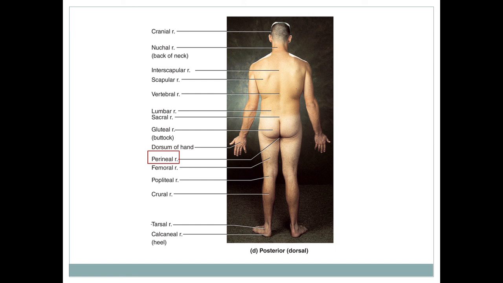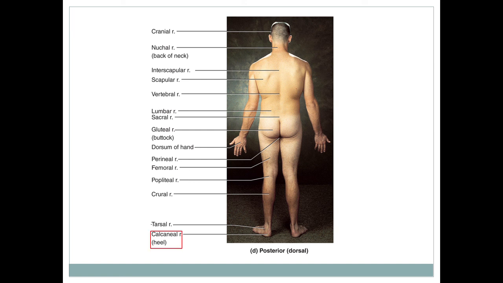The area between your thighs and from the anus to the genitals is called the perineal region. That's kind of the area surrounding the anus and the genitals. The region that's posterior to the knee joint is called the popliteal fossa, or the popliteal region. A fossa is a shallow depression.